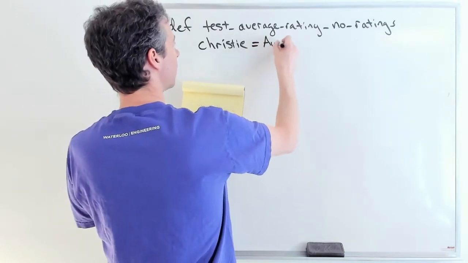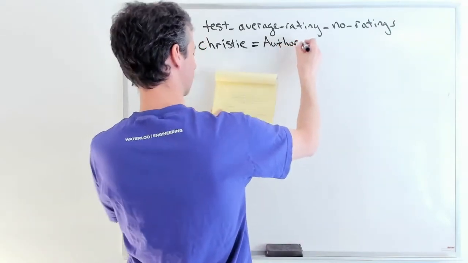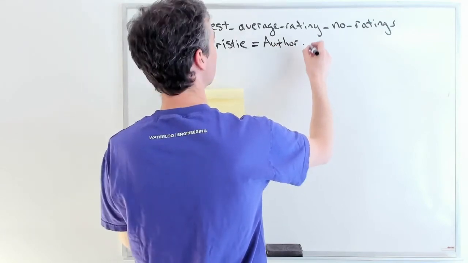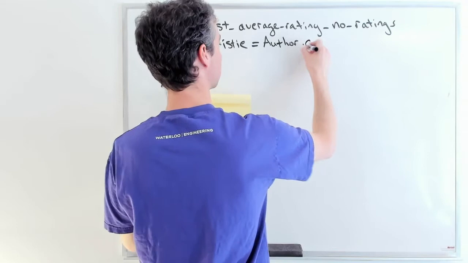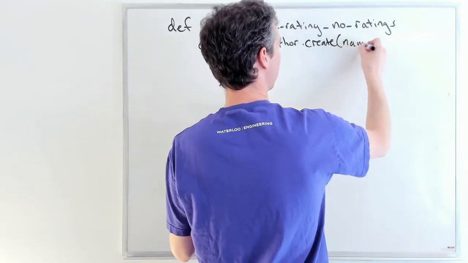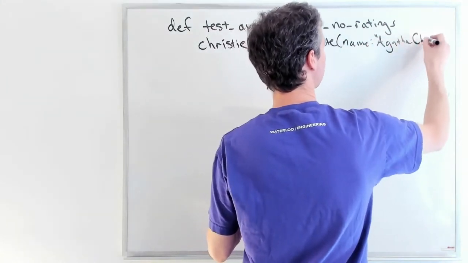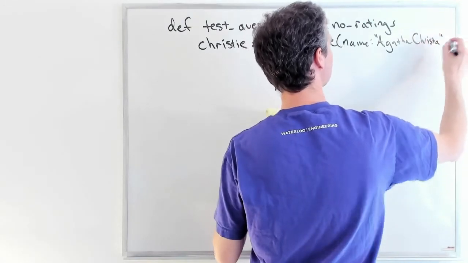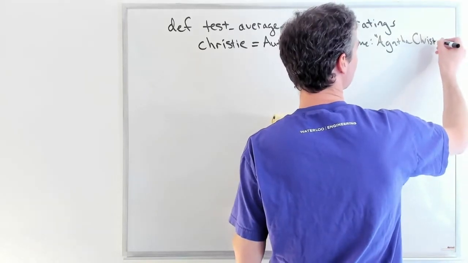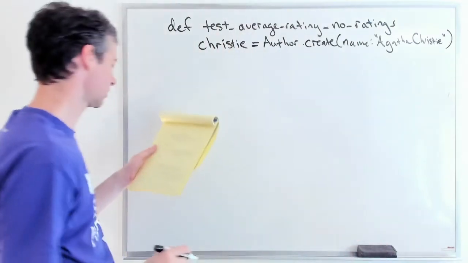So we're going to make Agatha Christie. It's our author. Create, name: Agatha Christie. Not too many people named Agatha anymore. All right, so that gives us the author.